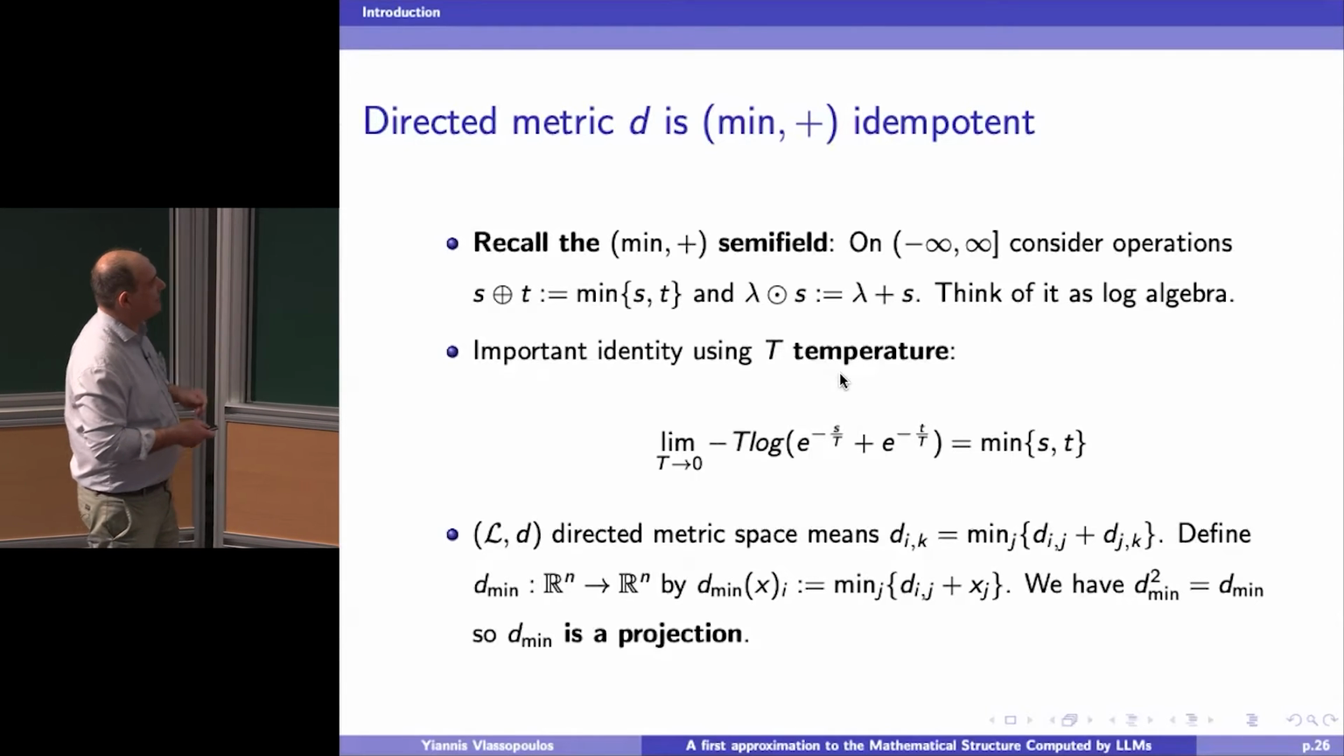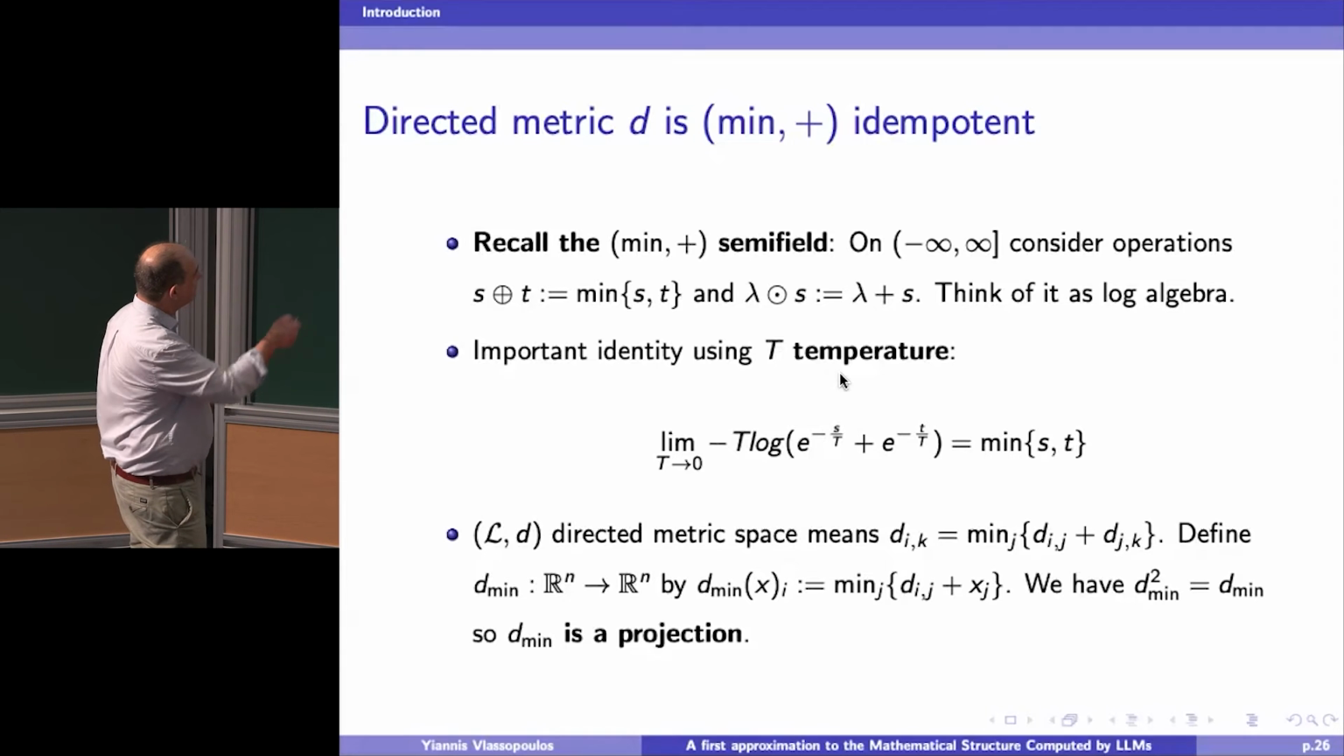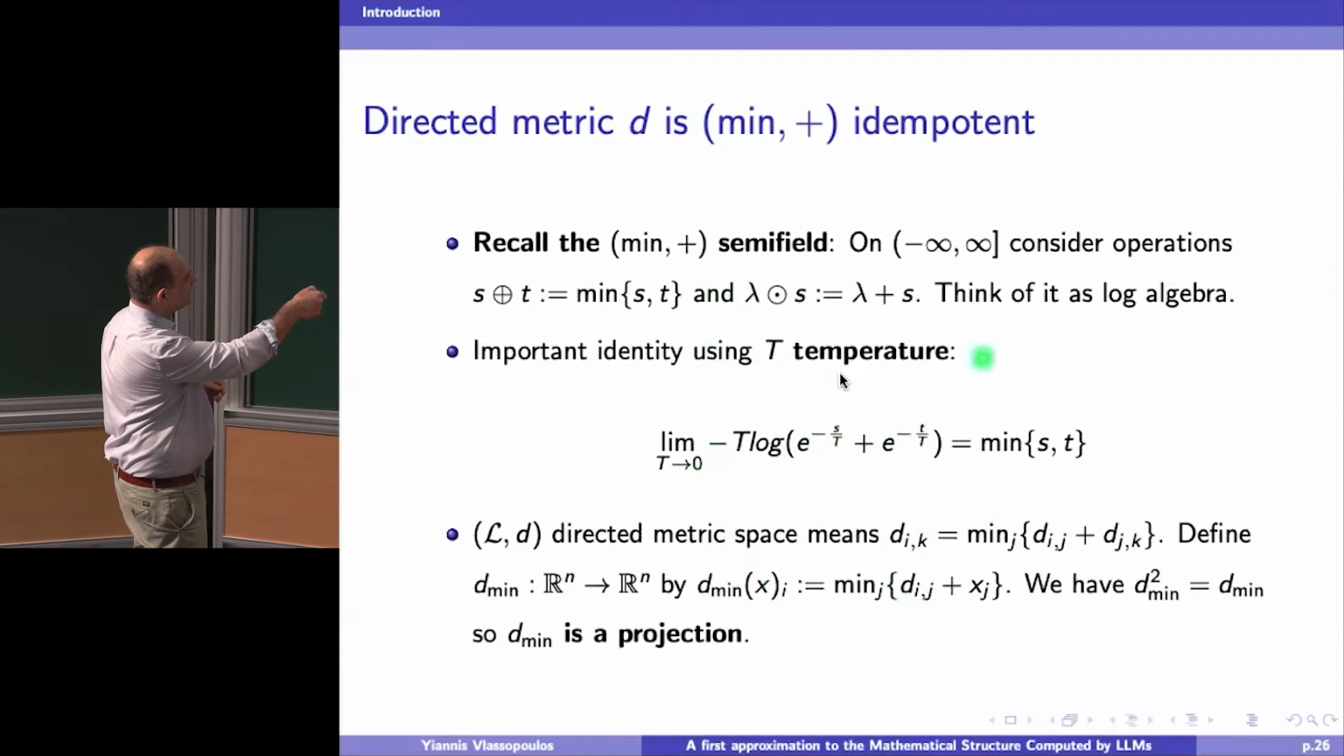But what about the logarithm of the sum, which is not very nicely behaved? Well, you can make it behave nicely because you have this famous identity. It's a very nice identity here. It tells you that the logarithm of the sum, under rescaling, becomes the minimum of the two numbers.